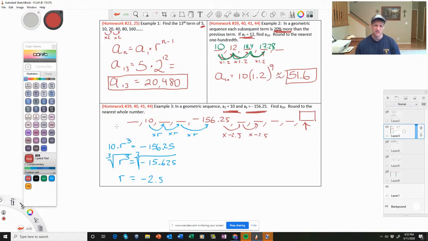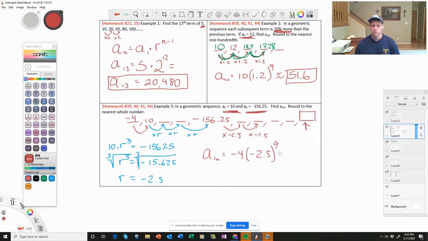I could multiply negative 2.5 times negative 2.5 all the way to the 10th term, but I don't feel like doing that, so let's work our way backwards. 10 divided by negative 2.5 is negative 4. So my first term is negative 4. To find the 10th term, I will take the first term, negative 4, multiply it by negative 2.5 to the power of 9.